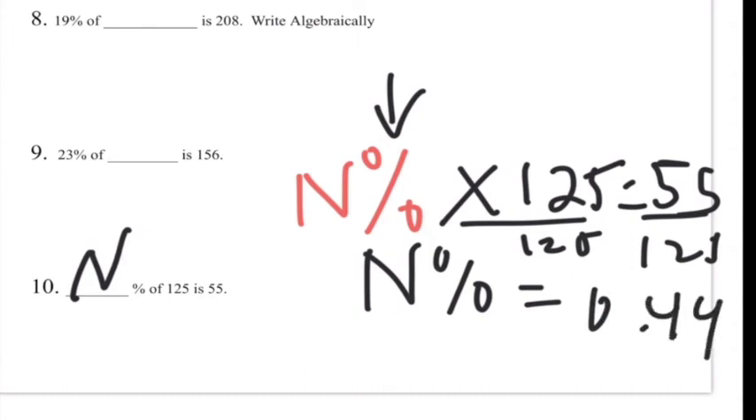0.44. But we want the percent of it. So if we wanted percent of it, we're going to take 44 and make a percent. So n will equal 44, make it 44%. Just move the decimal over. So we could check this problem. I'm going to do 44% times 125. So 44 times 125, and it equals 55.